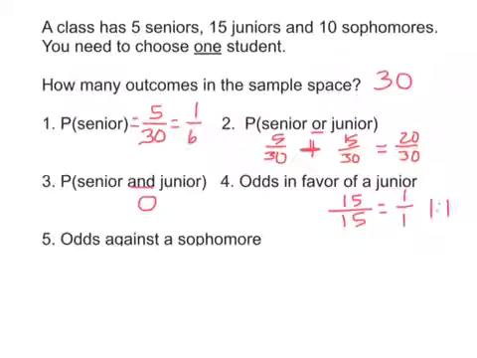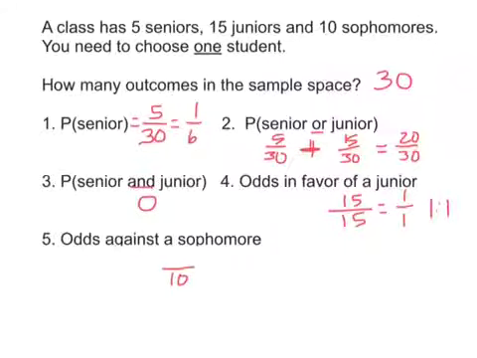The last example, odds against a sophomore. Again, this is one that people make mistakes on sometimes. We have to be careful. So odds against a sophomore means that we're going to put the number of ways to be successful in getting a sophomore in the denominator because it's odds against. So since there are 10 sophomores in the class, we're going to put that in the denominator.